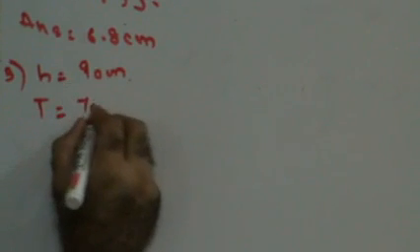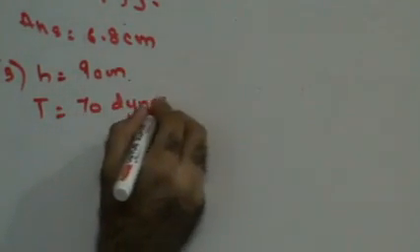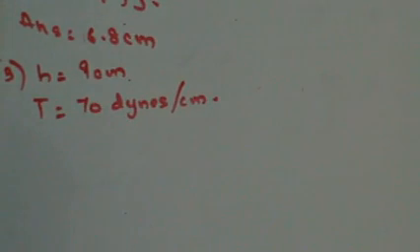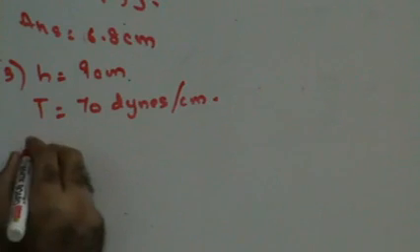Find the diameter of the tube, if the tension is 70 dynes per centimeter.